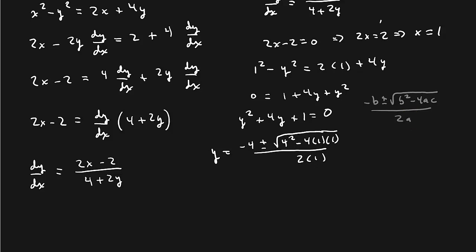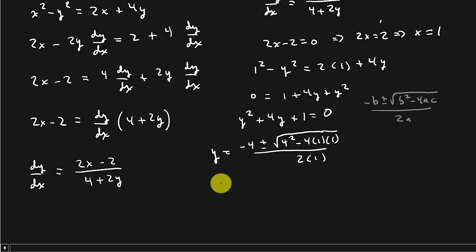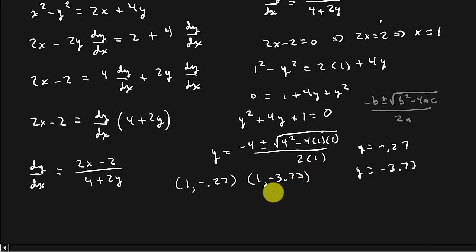And so once I punch all that into my calculator, I'm going to get y is equal to negative 0.27 and y is equal to negative 3.73. So I have a horizontal tangent at the points (1, negative 0.27) and (1, negative 3.73). That's where my tangent lines are horizontal, at those 2 points.